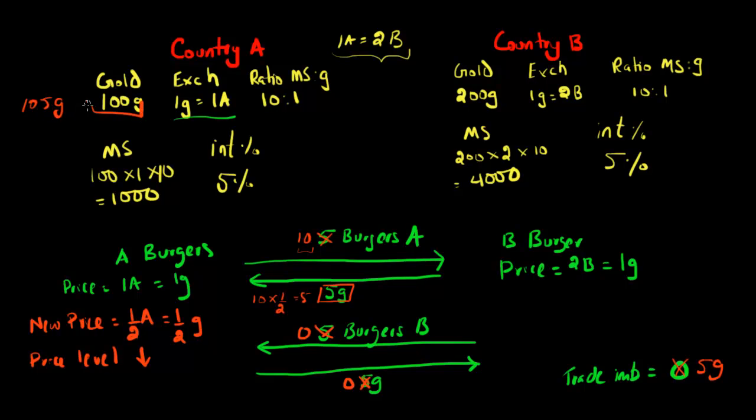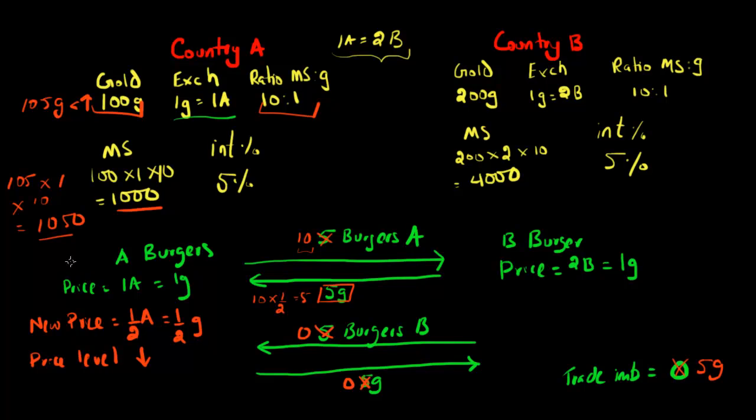This number will increase to 105 grams because of this extra 5 grams of gold. And because of that, if the banks try to keep this ratio of money supply to gold constant, that implies that the money supply will change. What will the money supply be? It'll be 105 grams of gold times the exchange rate times this ratio over here, which is 1,050 in money supply. So the money supply just went up by 50.